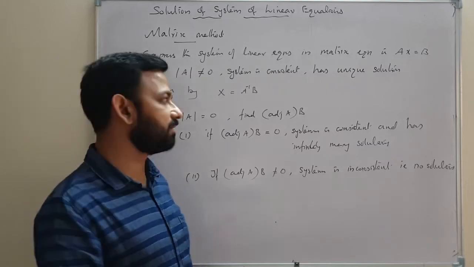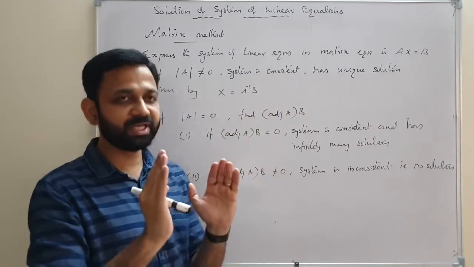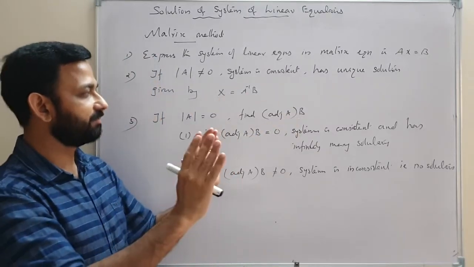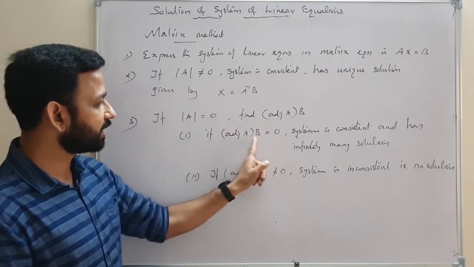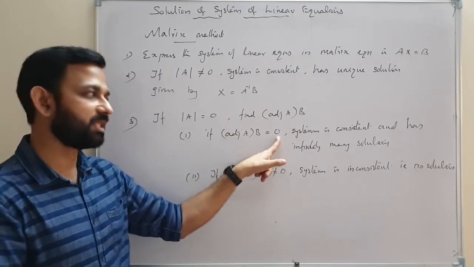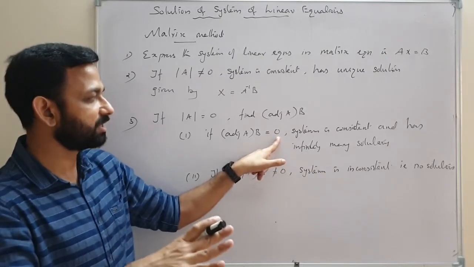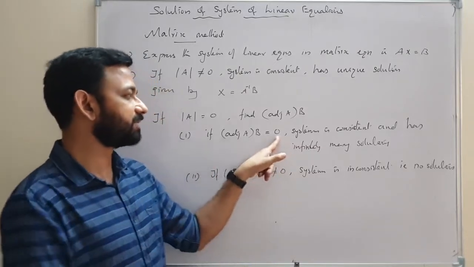If determinant A equal to 0, we will find adjoint A into B. Adjoint A is transpose of cofactor matrix, and adjoint A into B, we will find the product of the two matrices. Then if adjoint A into B equal to 0, then we will stop there. We will not continue further because that is not in our syllabus. We will study in higher class how to solve that type of equations.